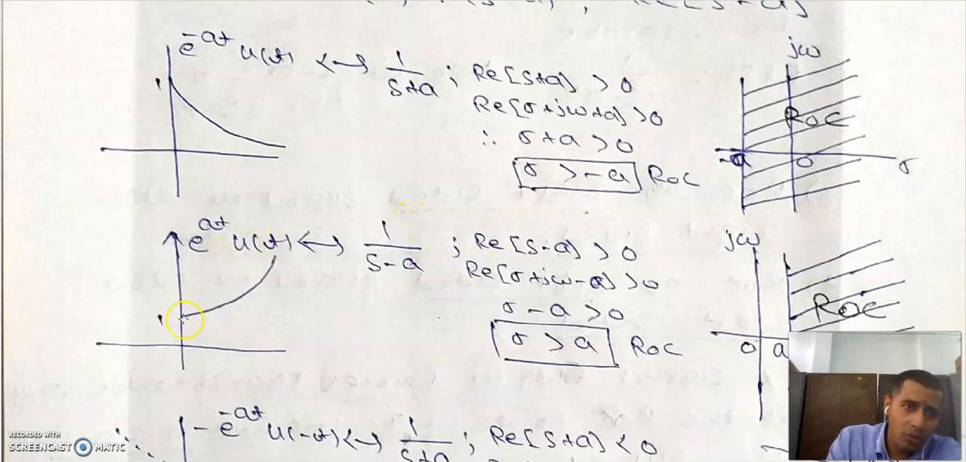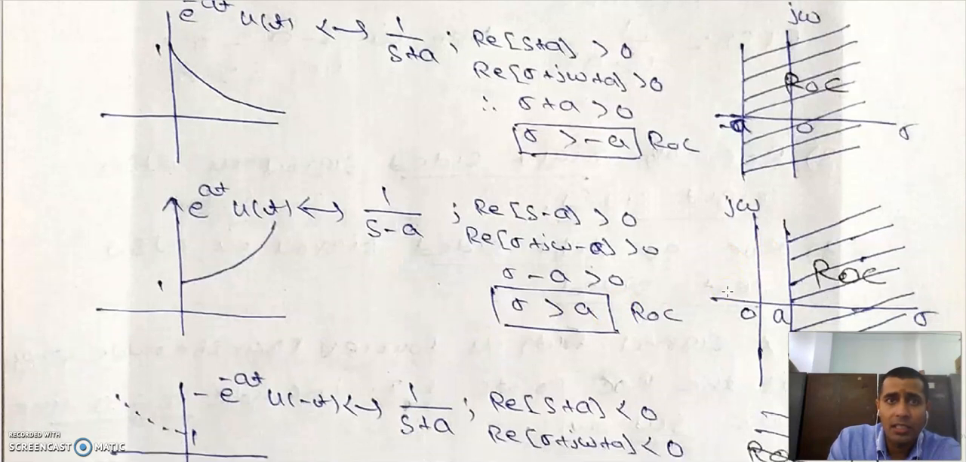Now this is also a case of a right sided signal, but the previous one is a bounded signal and this is an unbounded signal. E to the power at u(t): its Laplace transform is 1 upon s minus a, and its ROC is the real part of s minus a greater than 0. That means putting s equal to sigma plus j omega, the real part sigma minus a is greater than 0. That means sigma is greater than a. So its ROC is sigma greater than a, which is represented in this graph.